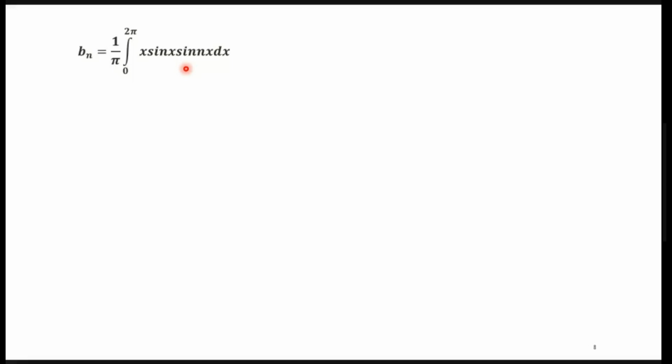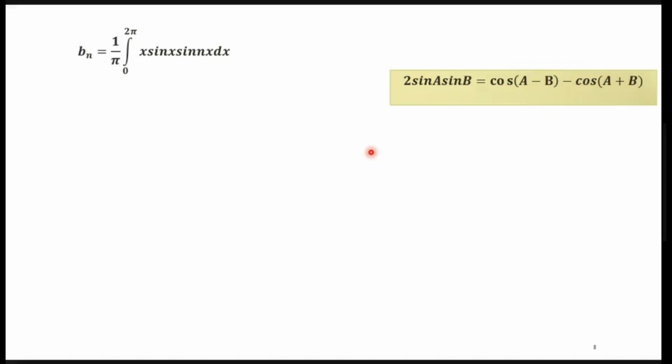cos of a minus b minus cos of a plus b. 2 sin a sin b is cos of a minus b minus cos a plus b, because sin a sin b comes in the expansion of cos a plus b and cos a minus b. Okay? In cos a plus b we have cos a cos b minus sin a sin b, and cos a minus b we have cos a cos b plus sin a sin b. Since we require 2 sin a sin b, we have to subtract cos of a minus b minus cos of a plus b. So using the same formula for sin a sin b here, where a is equal to x and b is equal to nx.